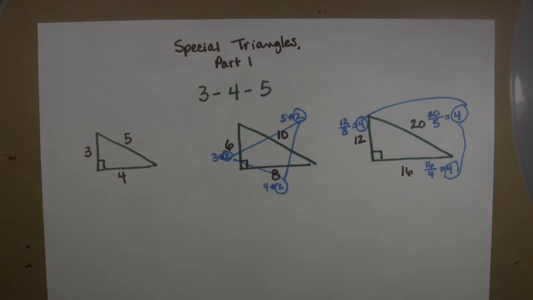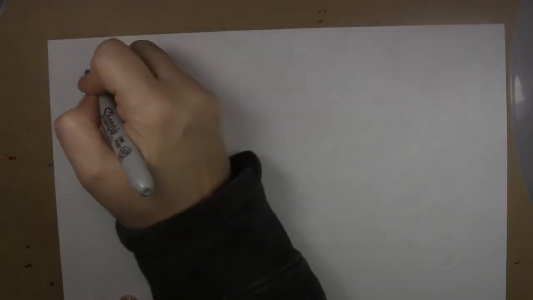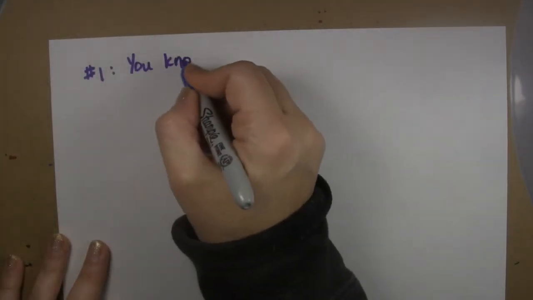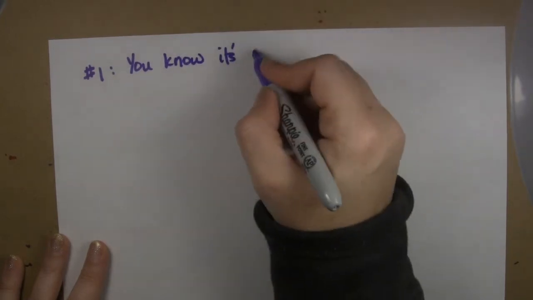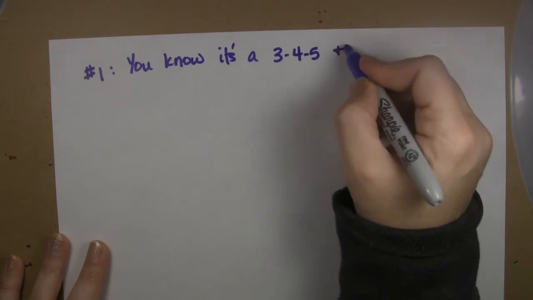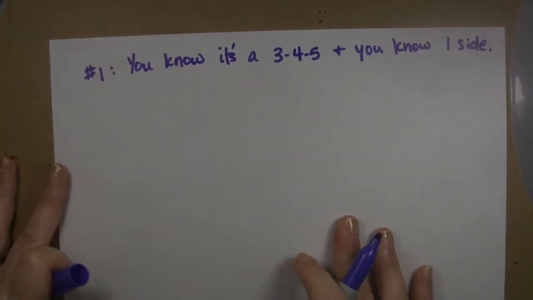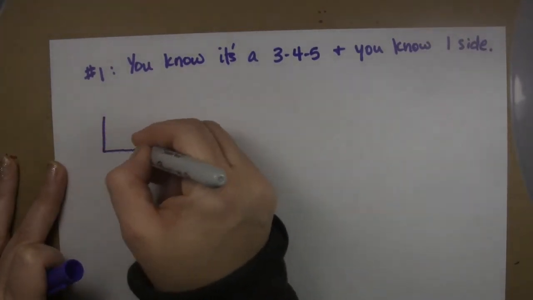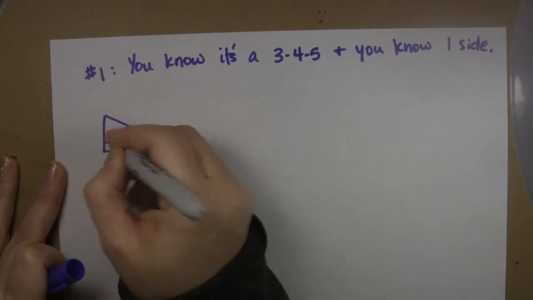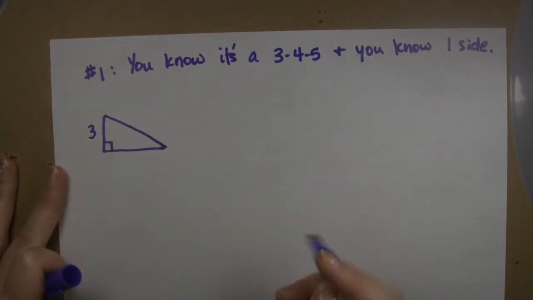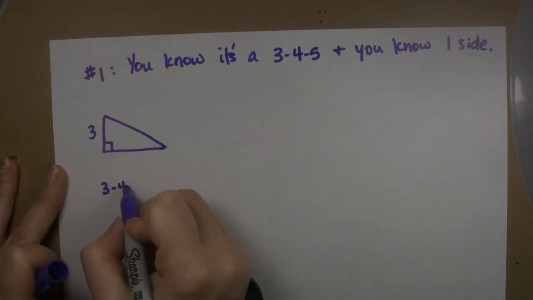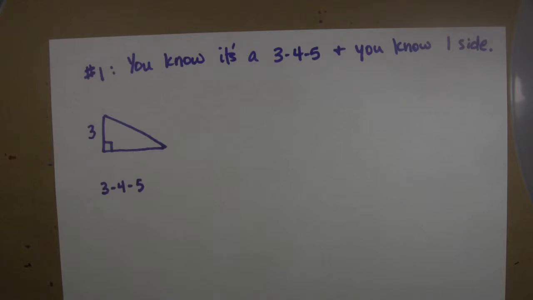Now, there are basically 2 types of questions that you will be asked regarding the 3, 4, 5 triangle. The first type of question is that you know it's a 3, 4, 5, and you know one side. So, for instance, you could have this situation where you know that this is a 3 and you are told that this is a 3, 4, 5 triangle. You need to figure out the other sides.